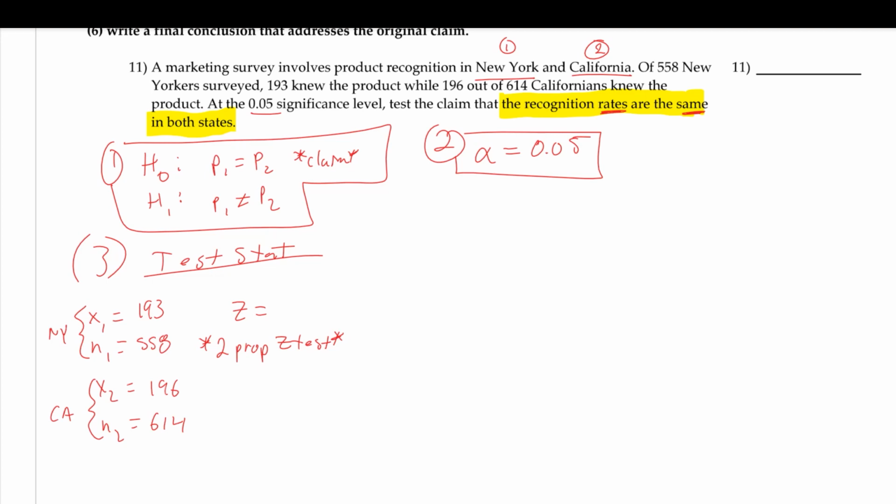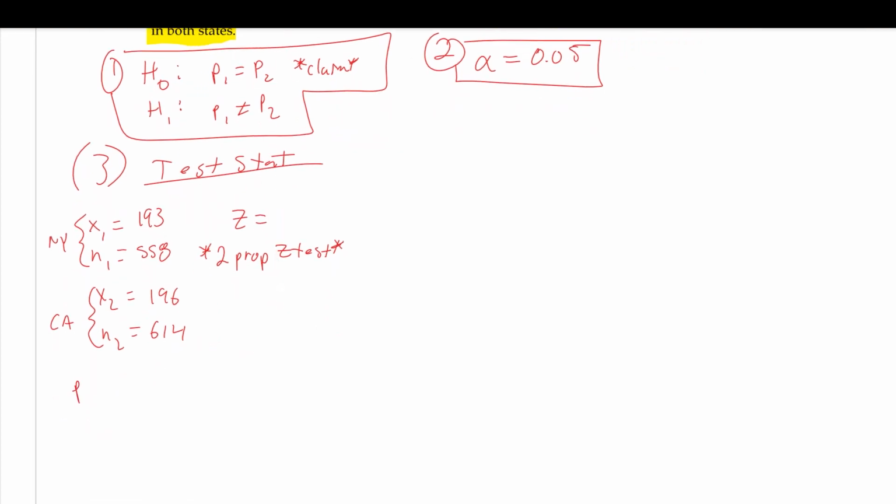I'm curious, what would be p1? That's x1 over n1, and then p2 is x2 over n2, just to give you an idea of what these values were. So it was 193 over 558, and 196 over 614. This is just extra information for my own understanding. This is approximately 34.6%, and this is approximately 31.2%. The claim is that these are exactly the same. Of course, from sample to sample, we don't have access to all the population data, so we can't see if these are exactly the same. But we're going to be able to see if they are significantly different or not. So let's go to the calculator for that.